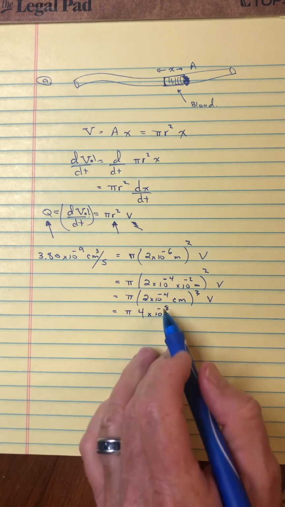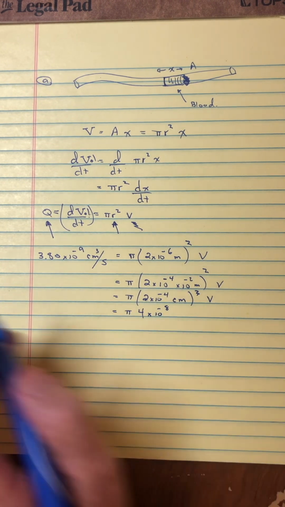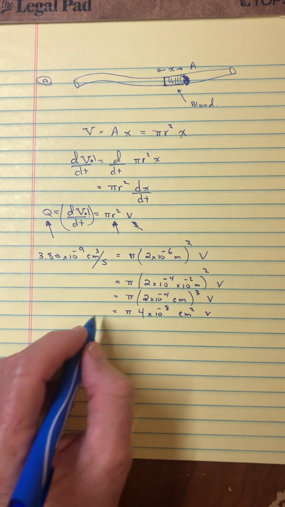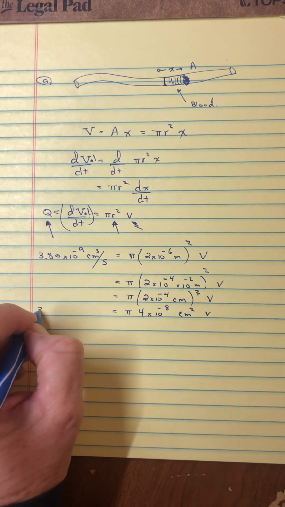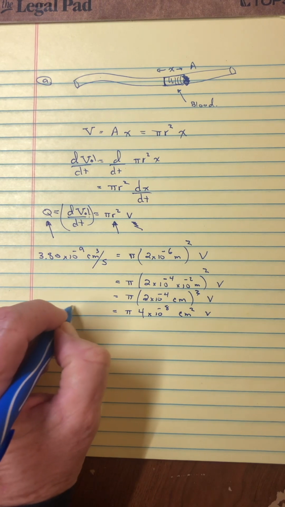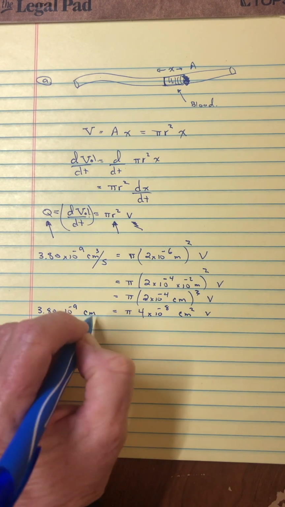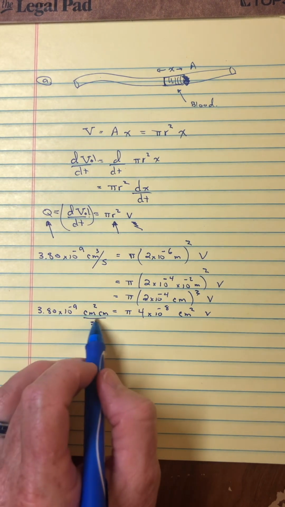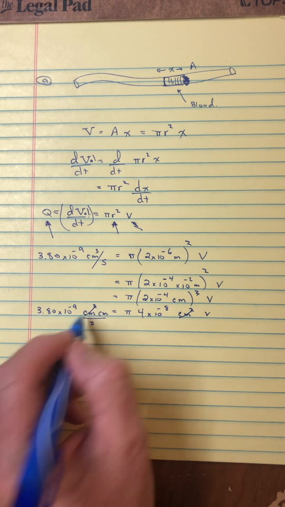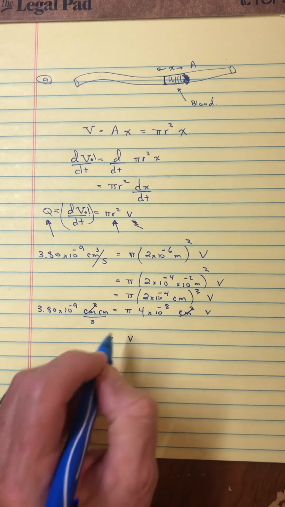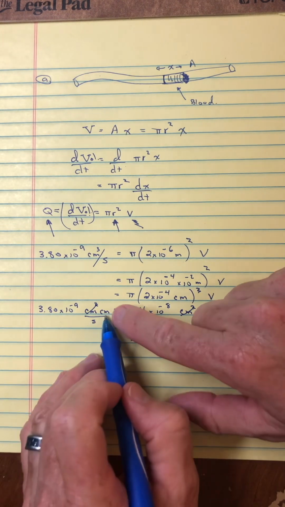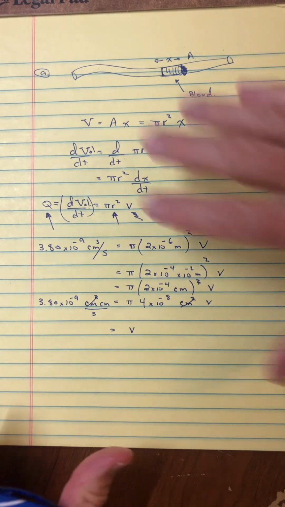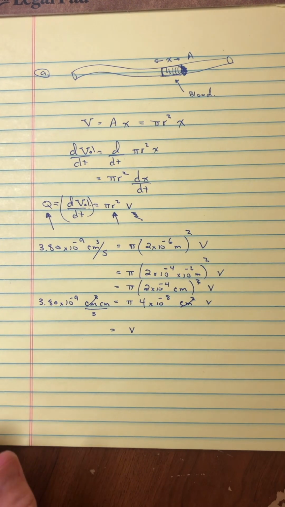When I square the 10 to the minus 4, I get 10 to the minus 8. Then I get centimeters squared times velocity. And what's nice about that is then over here, 3.80 times 10 to the minus 9, I will have centimeters cubed, which let me write as centimeters squared times centimeter. So that centimeters squared cancels off. And now when I go to solve this for velocity, I'll have it in units of centimeter per second. So there's a little bit of play there with your units too.